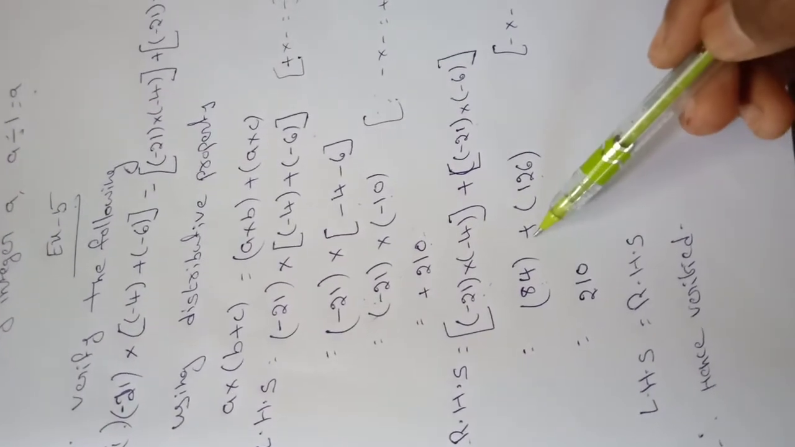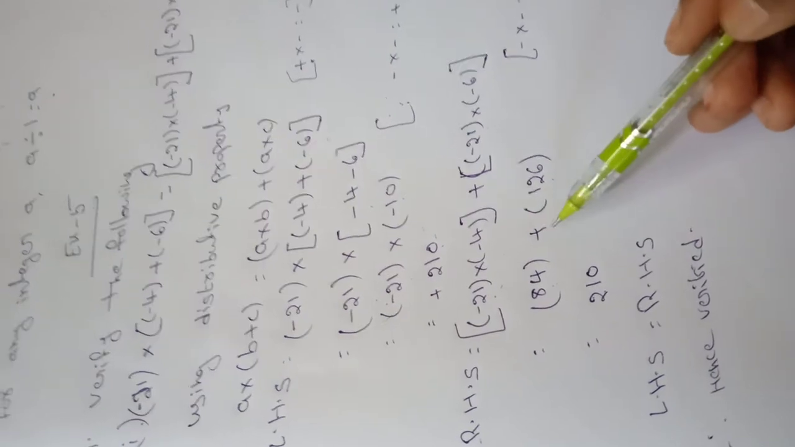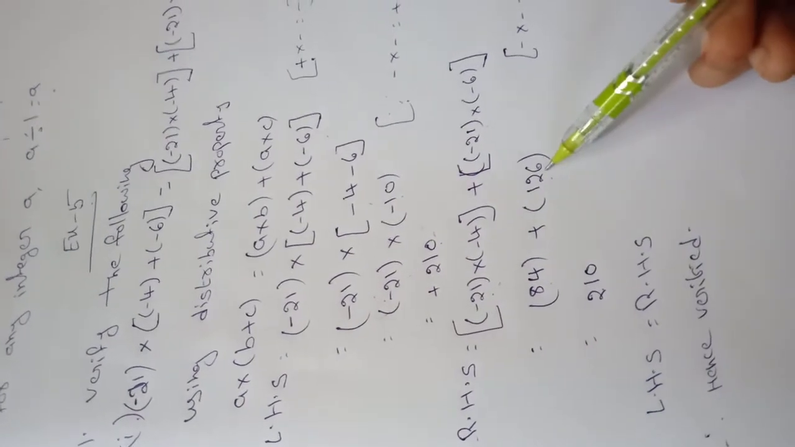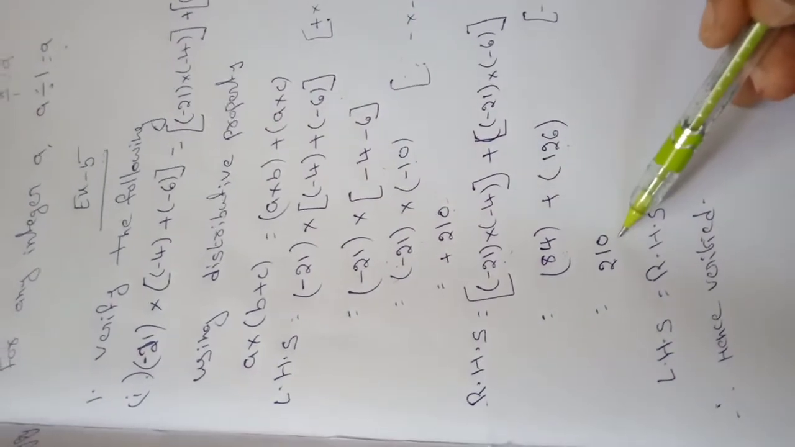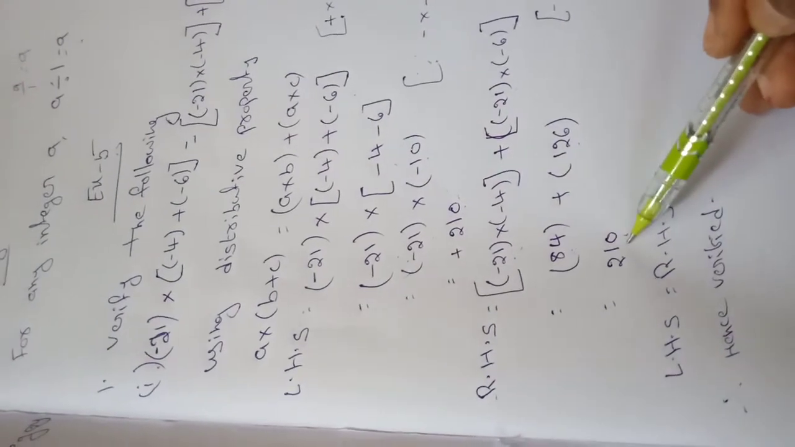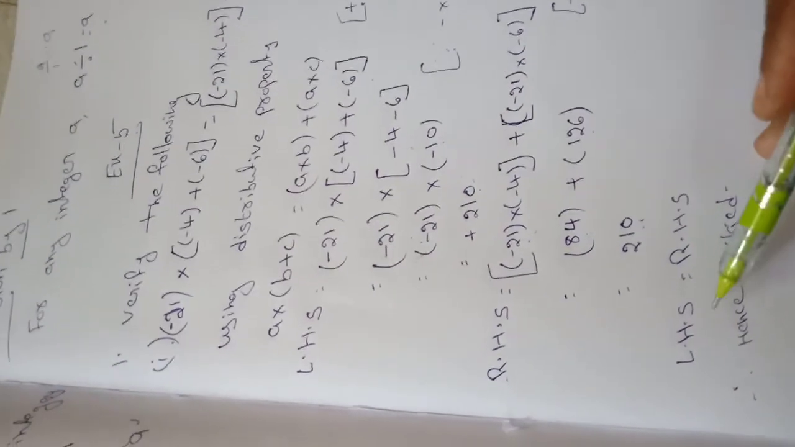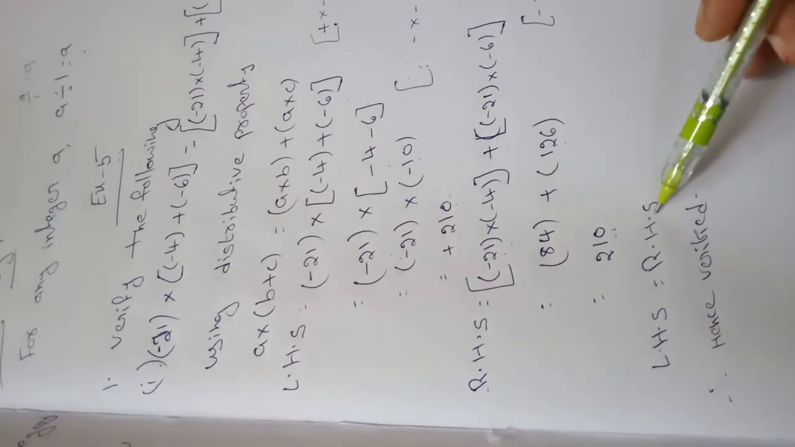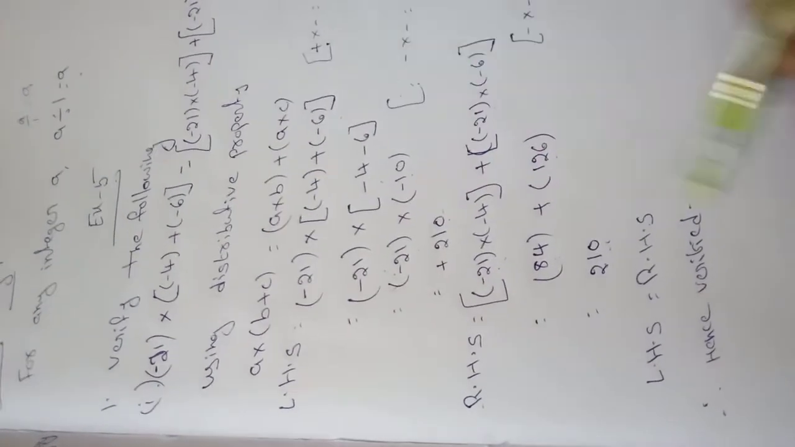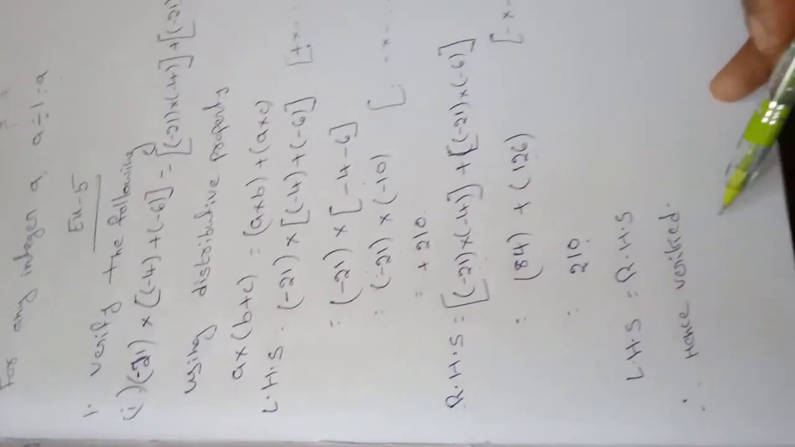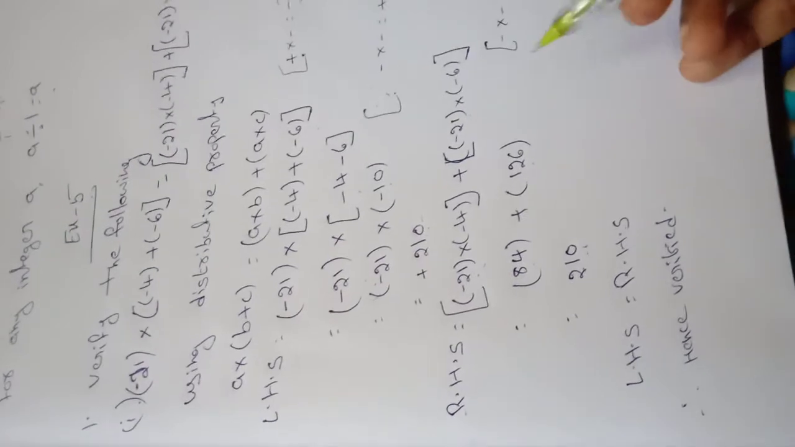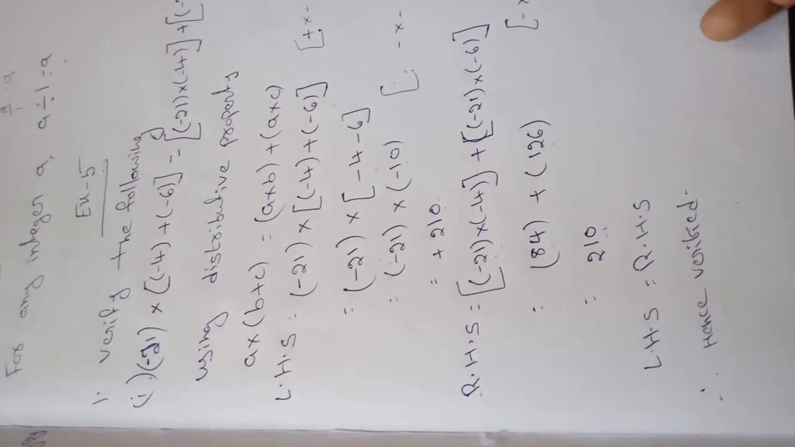Now which operation should we apply? Addition. 84 plus 126 is how much? 210. So the RHS is 210, and the LHS is also 210. Both are positive integers, so LHS is equal to RHS. Hence verified. Like that you can solve the next question. Yes children, okay, thank you.